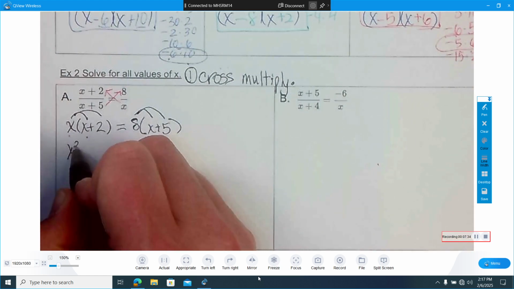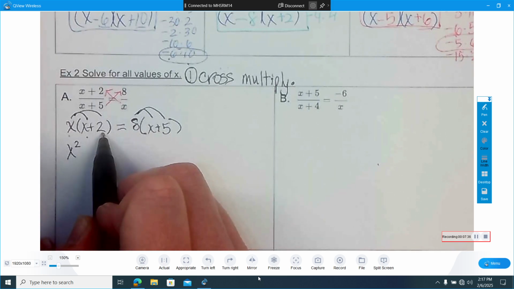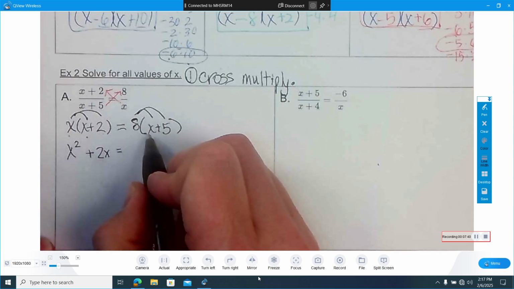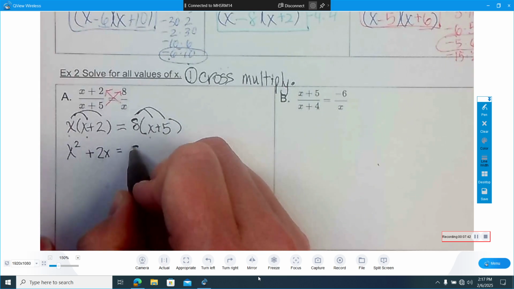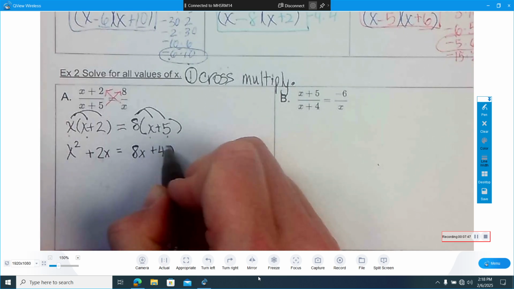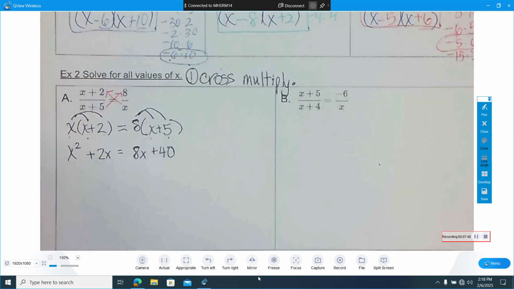X squared. X times positive 2? Positive 2x. 8 times x? 8x. And 8 times positive 5? Positive 40. Make sure you're taking notes, ladies and gentlemen.